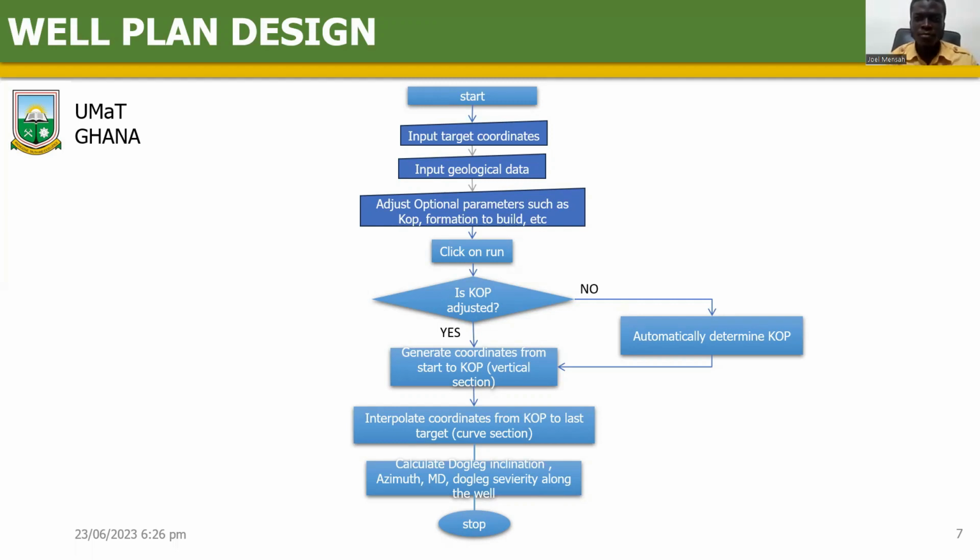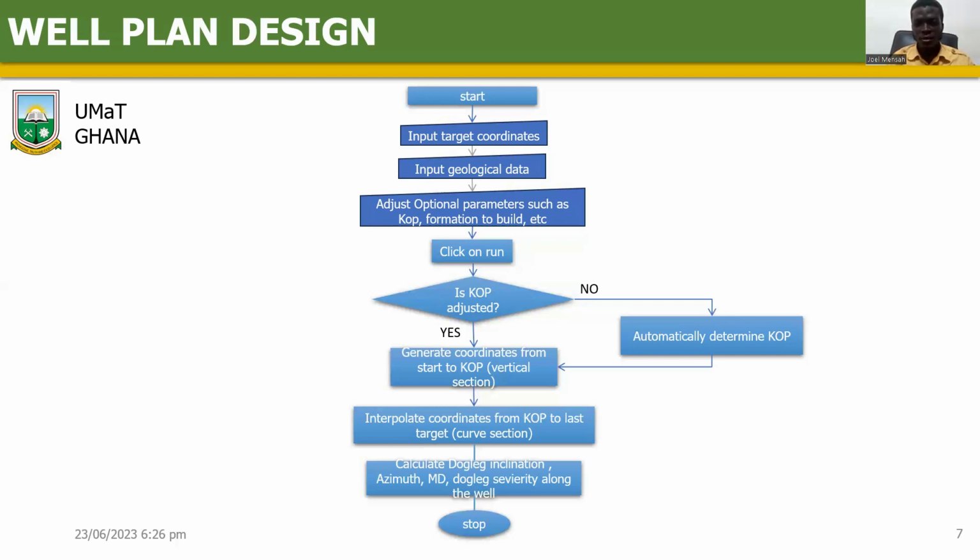So you start by inputting the target coordinates and the geological data. And once that has been inputted, you adjust your parameters such as the kickoff point and the formation to build. And once that is done, you click on run. Now, if the QOP was adjusted, that's the user decided to choose a QOP, then it moves straight to generating the coordinates from the start to the kickoff point.